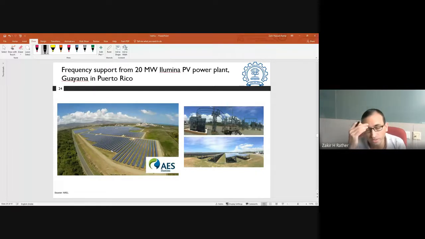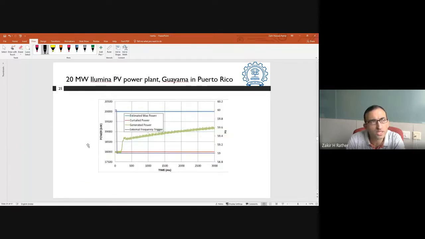Okay, this is one of the field studies, a demonstration study, where this 20 megawatt solar PV power plant was tested for grid support, including frequency support. It has a number of inverters connected to it, and the controller was designed such that there was a central controller which could send commands to each inverter in this solar PV plant. And you can see here the power output. This is the power output in kilowatts.